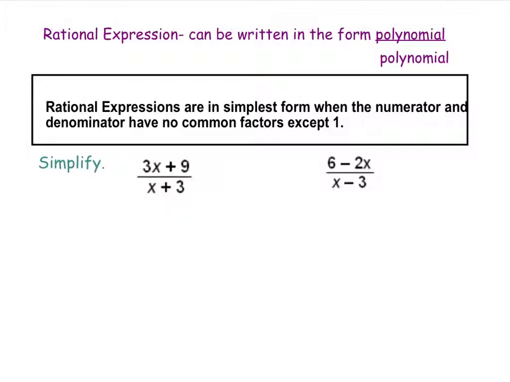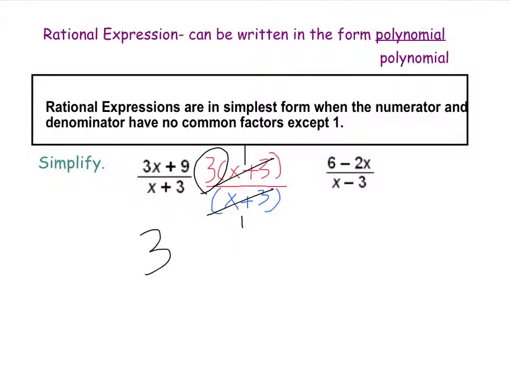The way we're going to simplify this is by trying to factor each of the binomials. So on the top one, I could factor that and say 3 and then x plus 3. So I divided the top by 3. Now, if I look at what I have in the denominator, I see that these two match. So I can cross them both off. They're 1. And all that's really left is a 3. So now I've simplified this rational expression.